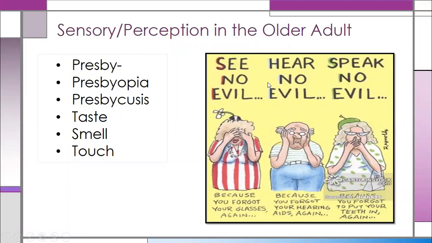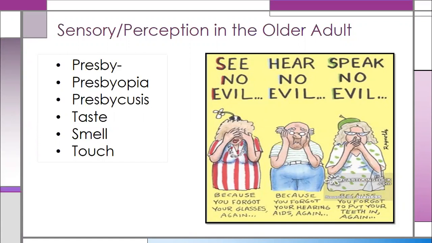So let's look at some of the sensory and perception changes we see in the older adult. The prefix presby means old. So presbyopia means old eyes. There's a decrease in elasticity of the lens that causes a decreased ability for the eye to change shape, to focus on near objects. So in that case, we need to make sure that clients have their glasses available, provide adequate lighting and clear paths of clutter. We also want to provide large print if it is available.